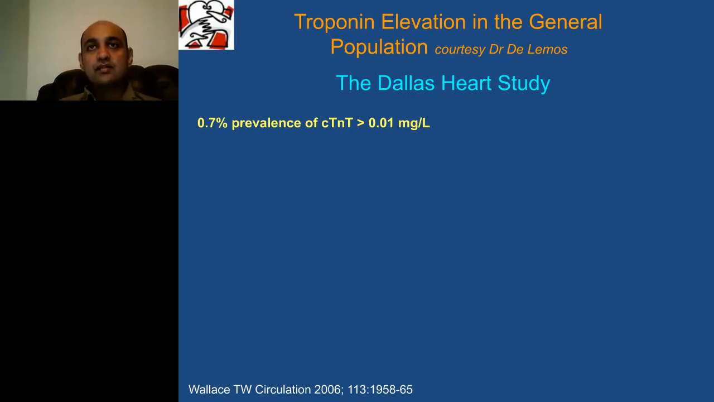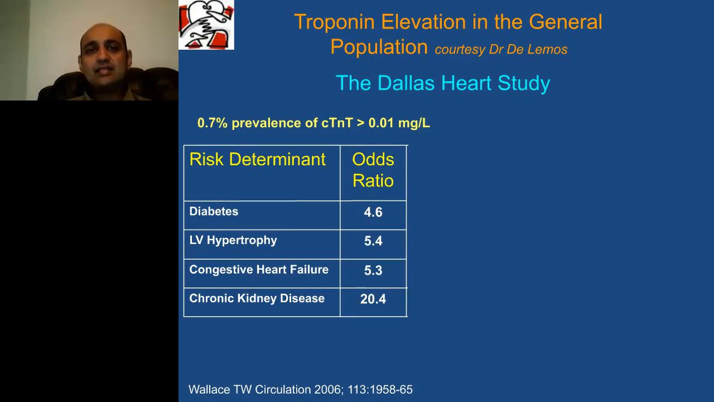So the fact that troponin is measurable in a healthy population, data comes even from the older generation of the troponin, not the newer one, but even the older generation of troponin from the Dallas Heart Study. Here you can see that there was a 0.7% prevalence of troponin in the Dallas Heart Study population. And this is with the old generation troponin. The Dallas Heart Study is a middle age or a lower age group.